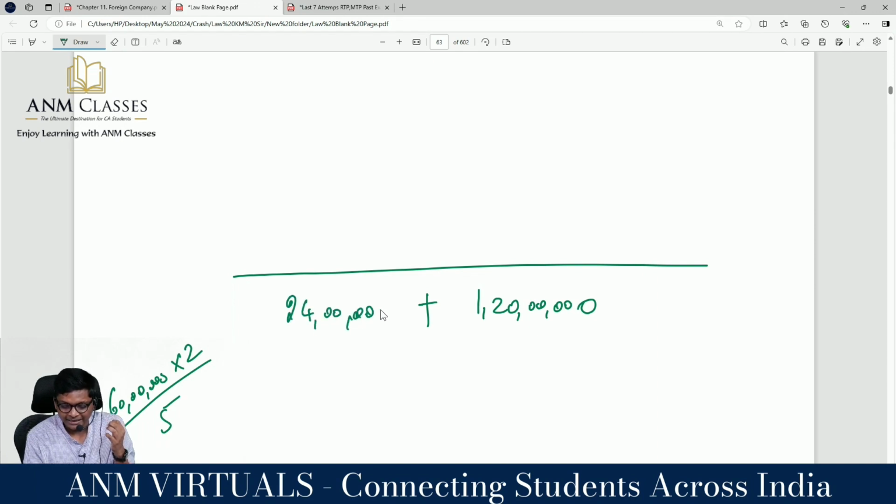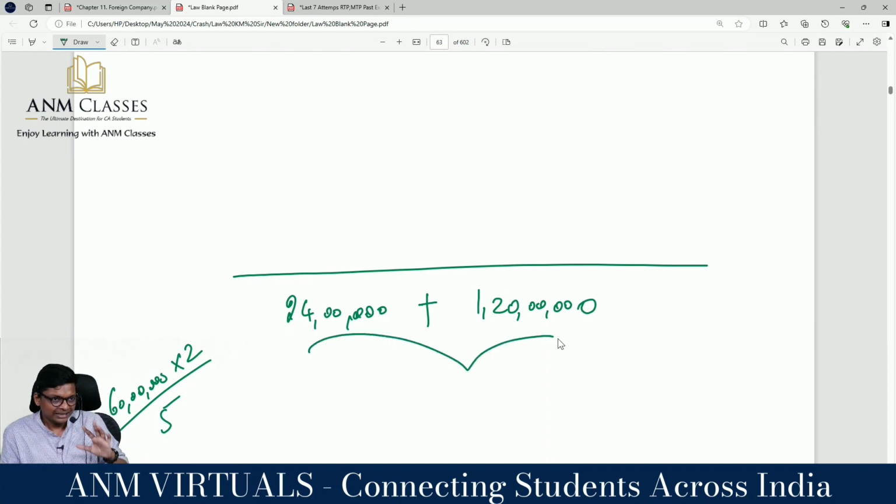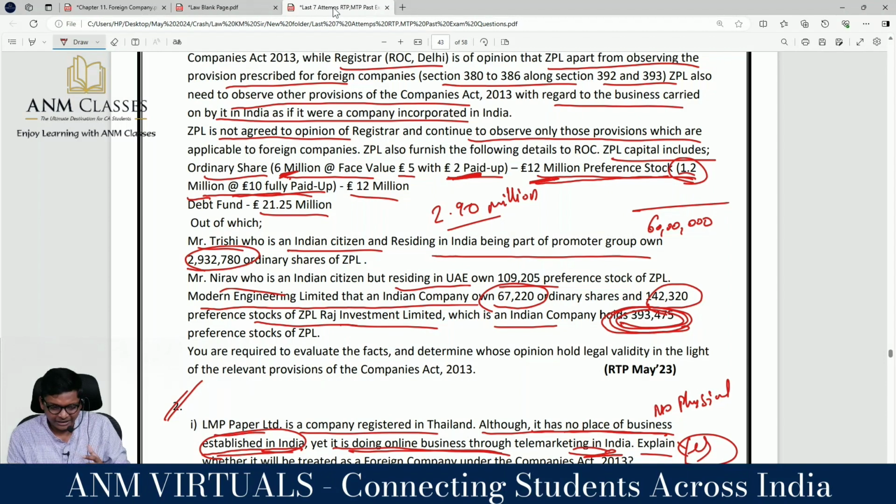24 lakhs only. I will take absolute paid up value. So my total paid up value will be 24 lakhs plus 1.2 crores. Now you write the numerator, number of shares. Forget the value, guys. Let's just write number of shares. First let me write all the preference shares.